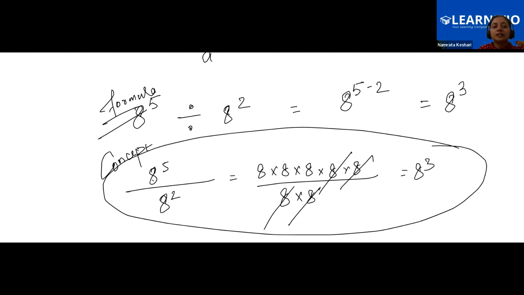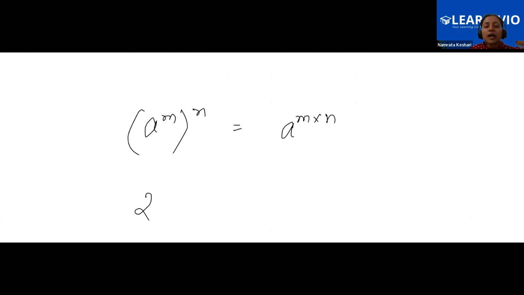This is the second rule. The third rule is: suppose you are having a to the power m and one more power is there over it, then what you have to do is multiply the powers. It will be a to the power m into n. Now you will see such questions where you have 2 to the power 3, and then one more power 2. That will be 2 to the power 6.